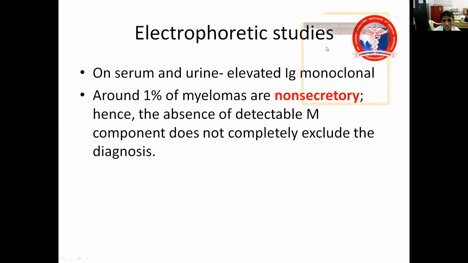Electrophoretic study, you know very well in detail from your first year, can be done both in serum and urine. It can show abnormality only in secretory type of myeloma. But around 1% of myelomas do not secrete immunoglobulin in the serum or urine. So they are called non-secretory myeloma. Hence, the absence of an M component should not make you rule out the diagnosis. Rather, clinical suspicion is always very important.